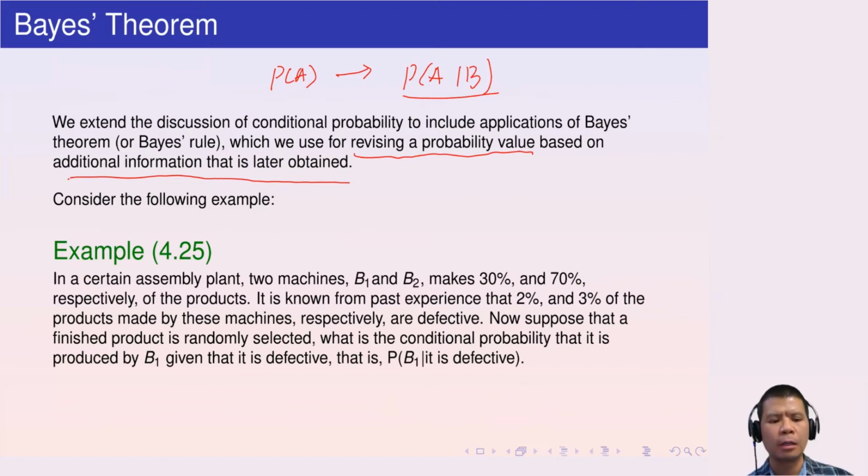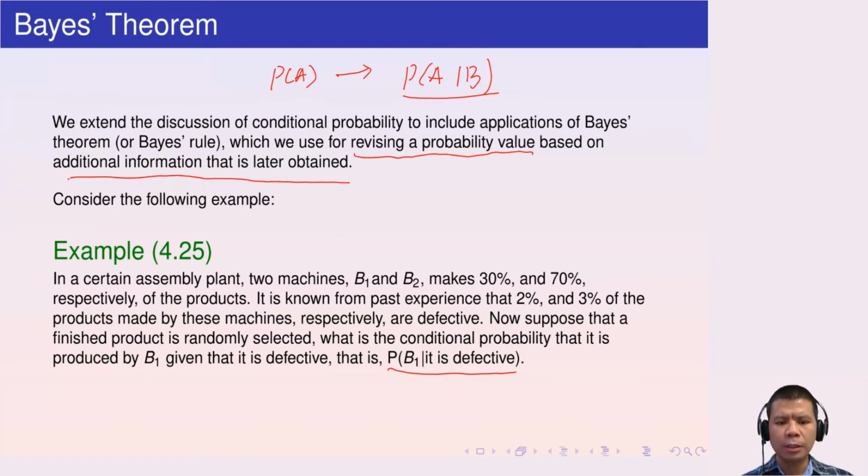Well, let's consider the following example. In a certain assembly plant, two machines, B1 and B2, make 30% and 70% respectively of the products. It is known from past experience that 2% and 3% of the products made by these machines, respectively, are defective. Now, suppose that a finished product is randomly selected. What is the conditional probability that it is produced by B1, given that it is defective? That is to say, we want to find the conditional probability of B1 given it is defective.